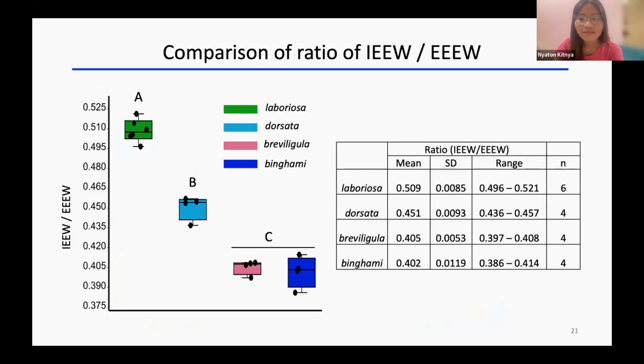Next. This is the result that we got, and from this figure we can see the proportion of these two characters. Laboriosa is distinctly separated out from the three giant honeybees, and these characters seem to separate out Dorsata from the other two taxa. The letters in this graph represent the significant differences. The table represents the mean, SD, and the sample size that we examined. Currently we examined a smaller sample size for this particular character, but we are looking into more specimens. Next.